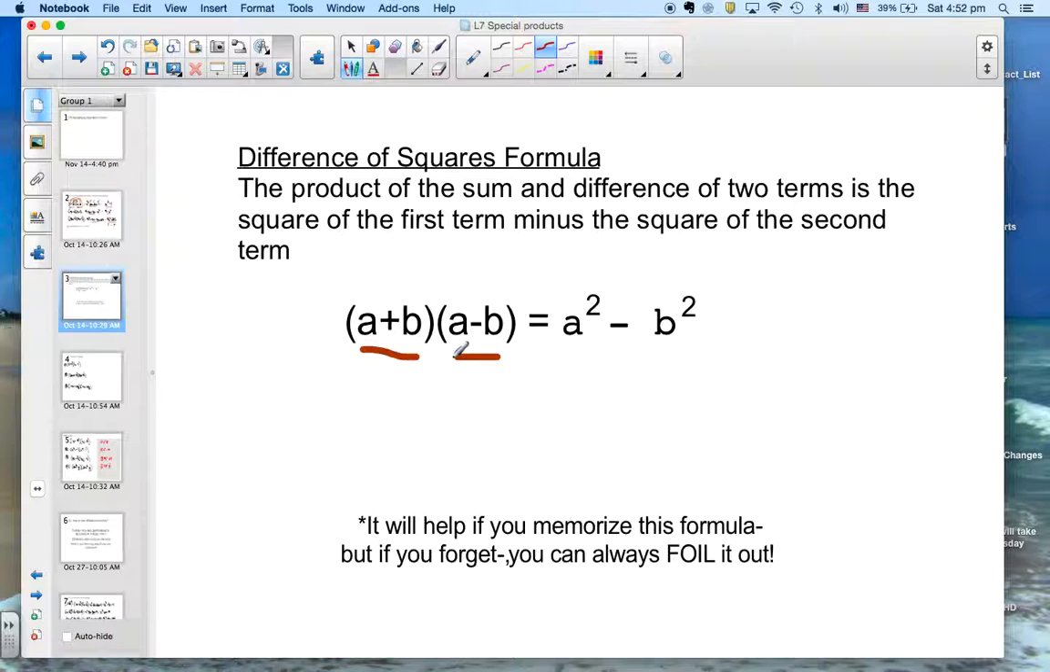sum of two terms, a difference of two terms, and their product will be the square of the first term minus the square of the second term. You should memorize this formula and you should recognize it whenever you see it. If you forget it, you can always use FOIL, but it'll be a very helpful shortcut.